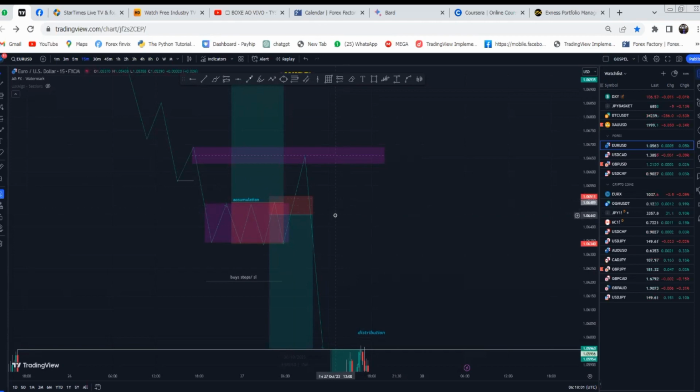If you know where price is going to, you can use a trend line to get in. You can use a Fibonacci to get in. You can use order blocks. You can use fair value gaps. You can use head and shoulder patterns, support and resistance, even indicators, so long as you know where price is going. That's the key thing.